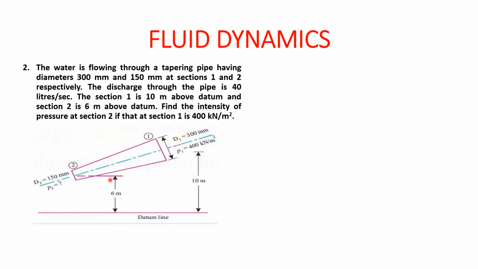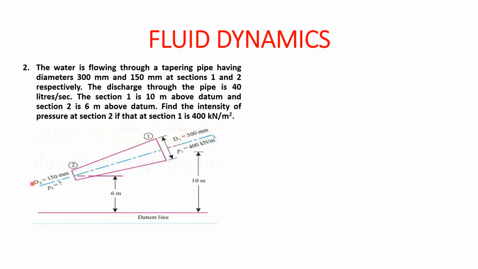Okay, in the last problem Z2 was 0, but here Z2 will be 6 meters and Z1 is 10. From the diagram you will see that point 1 has a larger diameter and point 2 has a lower diameter. At the larger diameter, D1 is equal to 300 mm and the pressure P1 is 400 kilonewton per meter square, and it is 10 meters above the datum line.